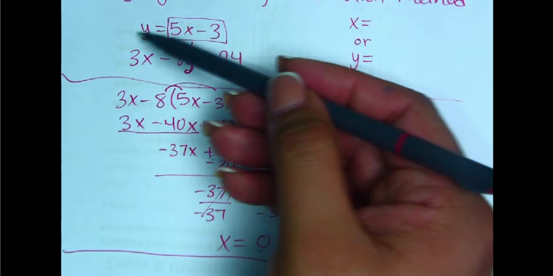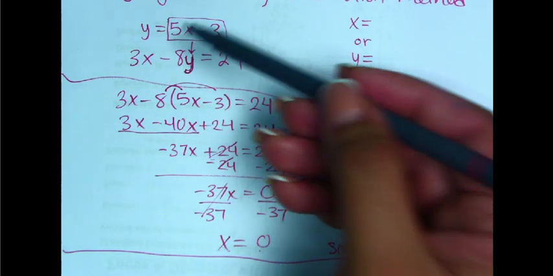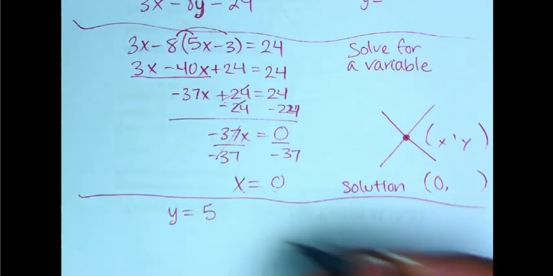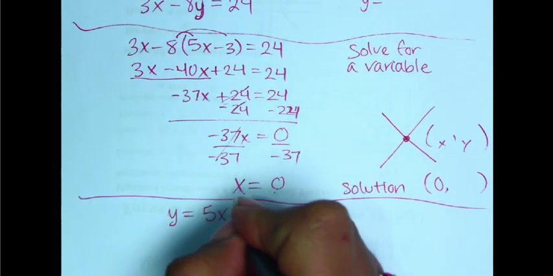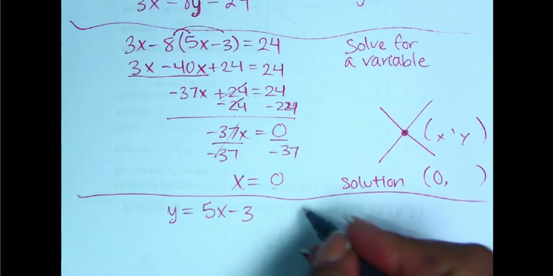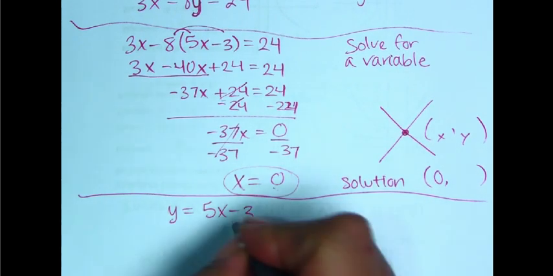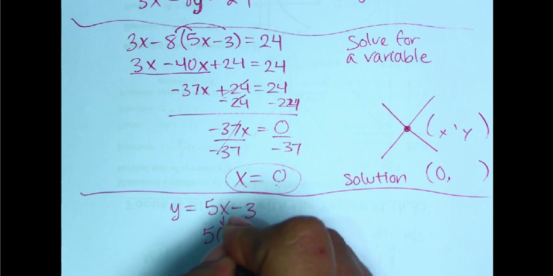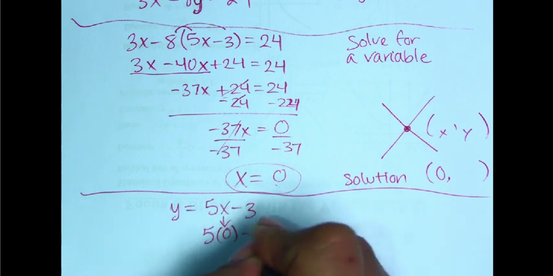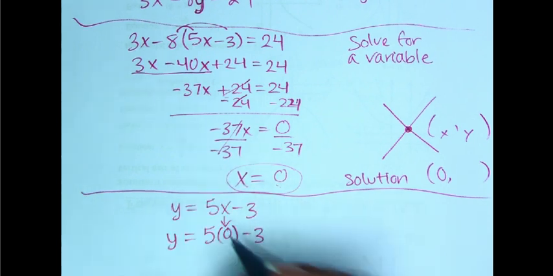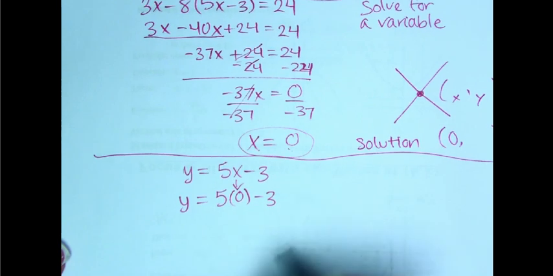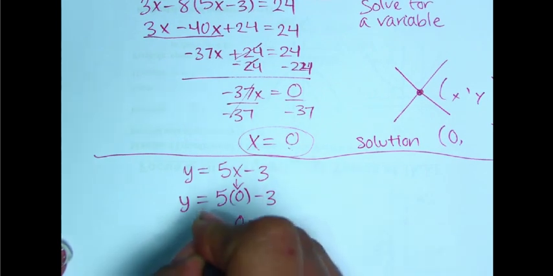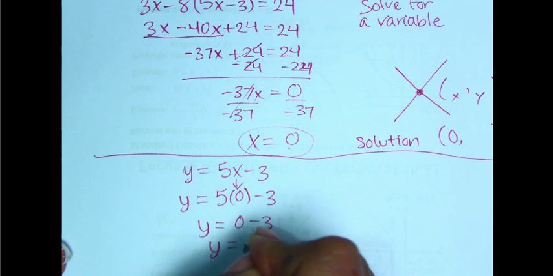Right here we have the first equation already set up in y equals, so we're going to use that one to solve for y. So I'm going to write y equals 5x minus 3. And now I'm going to use the solution that we found for the x and replace that, or substitute that answer into the x. So we put that 0 in there. And then now we solve for y. So 5 times 0 is 0, minus 3. So y equals negative 3.